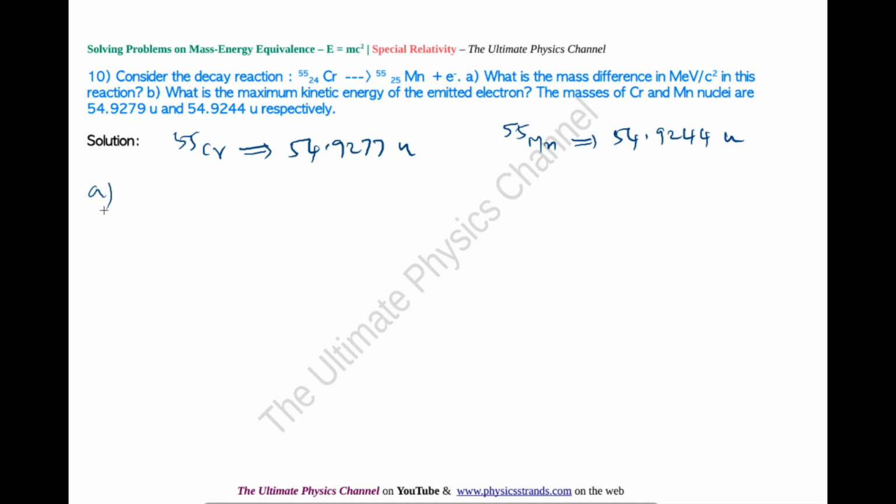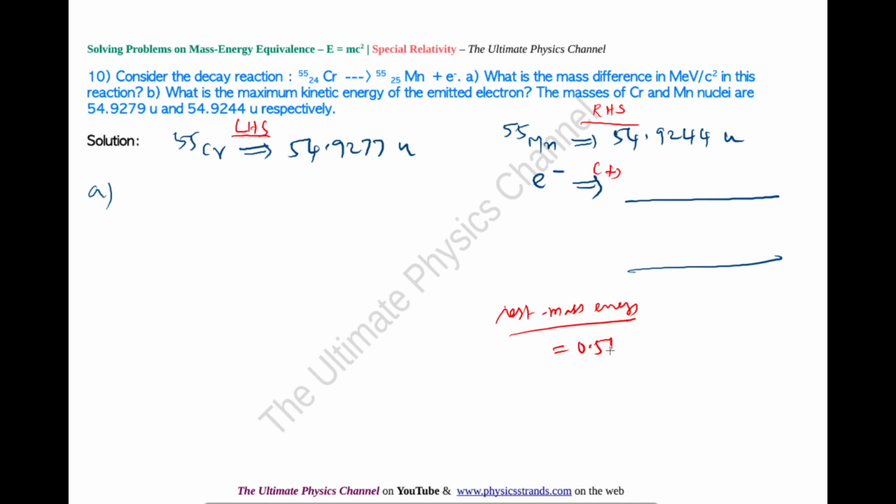The first part is the mass difference we have to calculate between the left side and the right hand side. The left hand side we have only chromium, so it is 54.9277. The right hand side we have to add manganese mass with the electron mass. Electron mass we have to add here. This is for the right hand side. This is the left hand side here. Now the electron mass, we know the rest mass energy rather, is 0.511, because directly the electron mass has not been given in this question, so we have to do that. It is 0.511 MeV, rest mass energy. So I can say directly in MeV per c squared units, this is the rest mass.